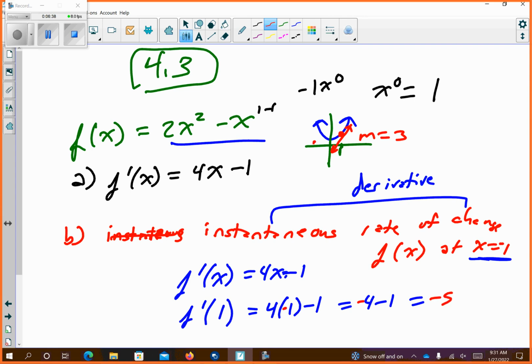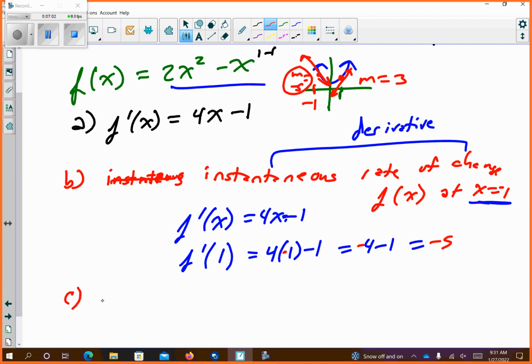So that means at -1, right here, the slope of that red line would be -5, or -5 over 1, so down 5, right 1, at that exact point. Okay? And then it says find the point on the graph. So then we want to find the point on the graph of f at x where x is equal to -1. And what I'm going to do with that is take my original equation.